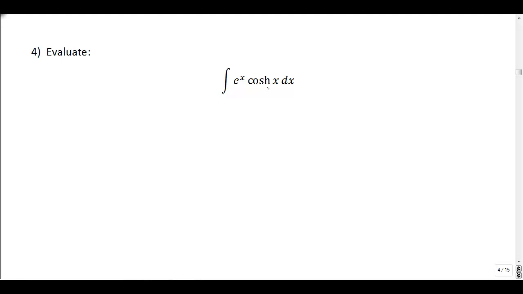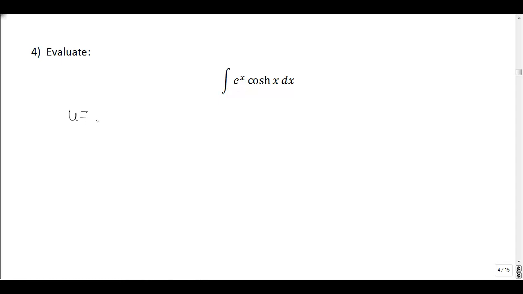I'll just remind you the hyperbolic cosine and hyperbolic sine, their derivatives and integrals work like cosine and sine, except there's no negatives that show up. So the derivative of a hyperbolic cosine is a positive hyperbolic sine. Derivative of hyperbolic sine is a positive hyperbolic cosine. So here, what I can do is I can do integration by parts.